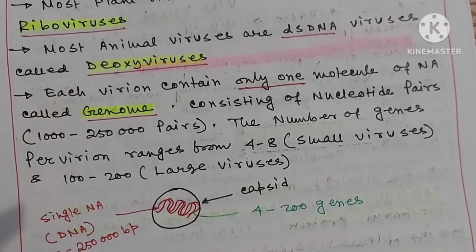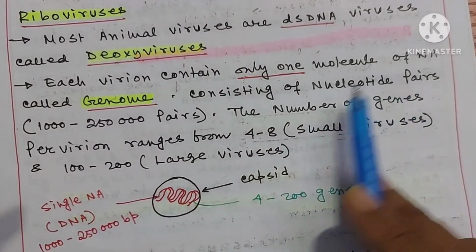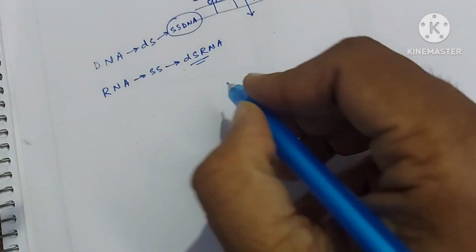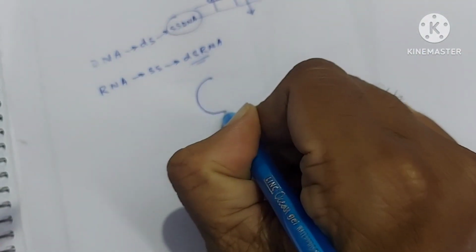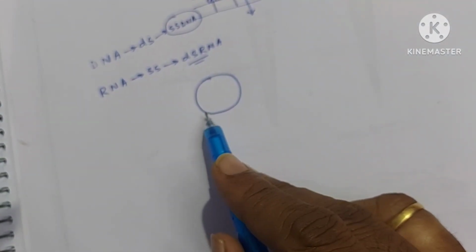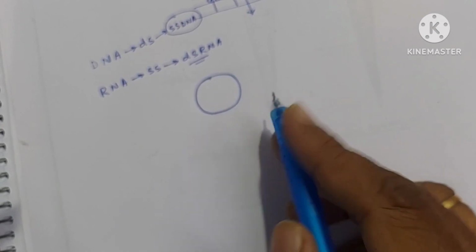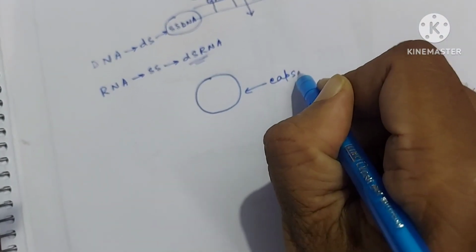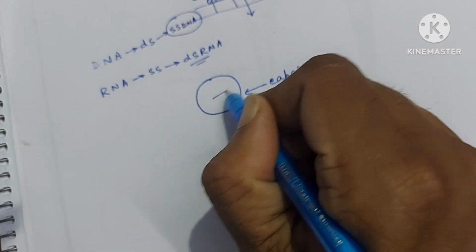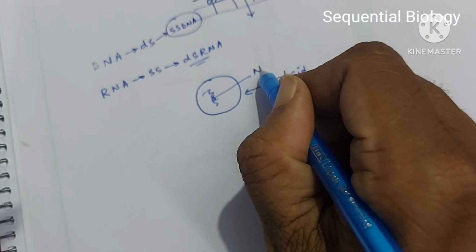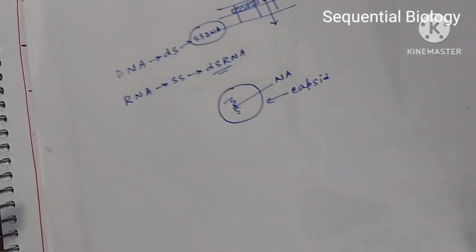Okay, each virion contains only one molecule of nucleic acid called the genome. What is this virion? A virion is a simple viral particle. This simple viral particle, which is present outside the host cell, is known as a virion, and the virion contains only the capsid layer. Inside this capsid layer only the nucleic acid is present. So this simple extracellular phase of the virus is known as the virion.